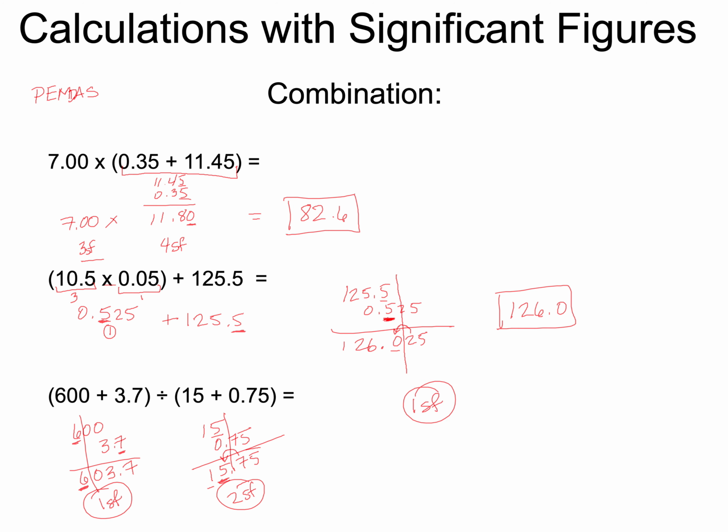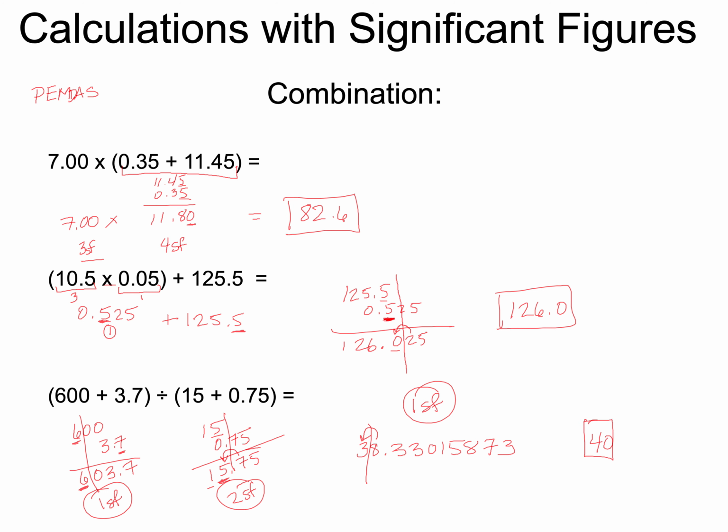Okay, so when I do the math, I divide 603.7 by 15.75, and I'm going to report this in one significant figure. My calculator gives me this really long decimal number, but I can only go to 1. So I'm going to use my 8 and round my 3 to a 4. So really our answer here is 40.